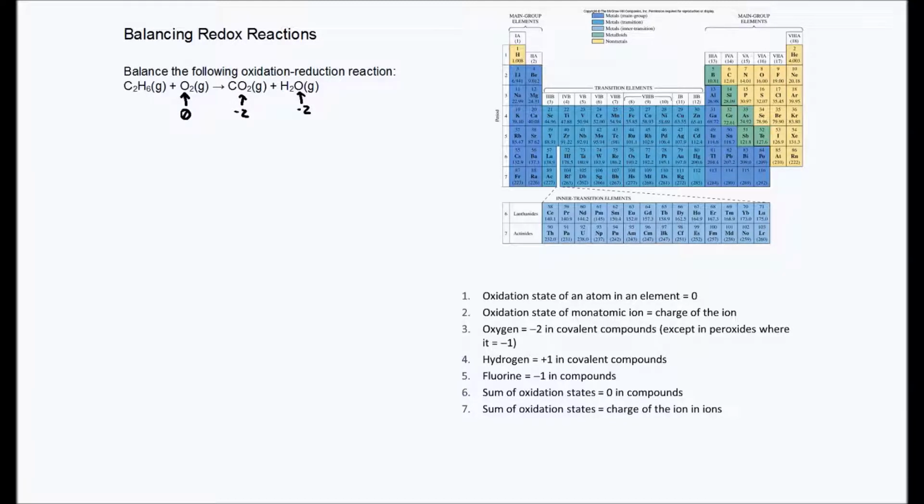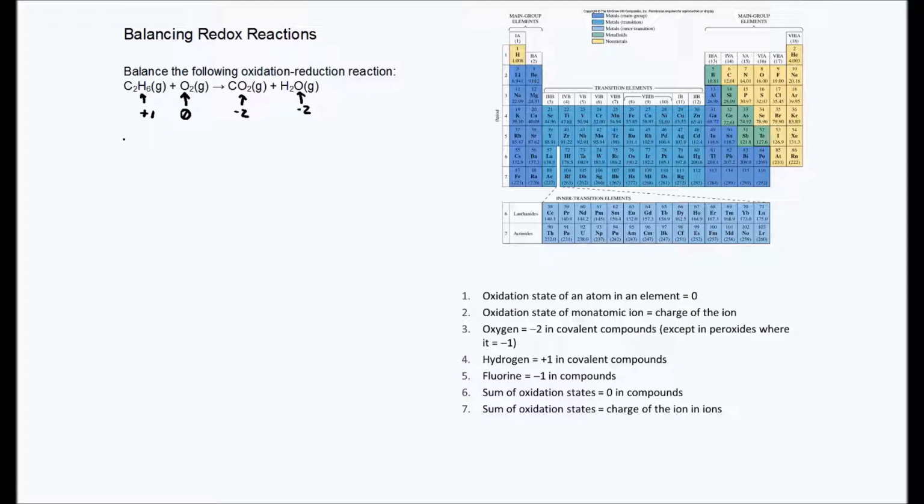Rule 4, hydrogen is +1 in covalent compounds. Well, here I have a hydrogen, that's +1. And then fluorine, rule 5, -1 in compounds. I don't see any fluorine. And then the last two rules are basically the summation rule, which says that the sum of the oxidation states of all the elements in a compound must equal the charge on that compound. And this will allow me to solve now for the carbons.